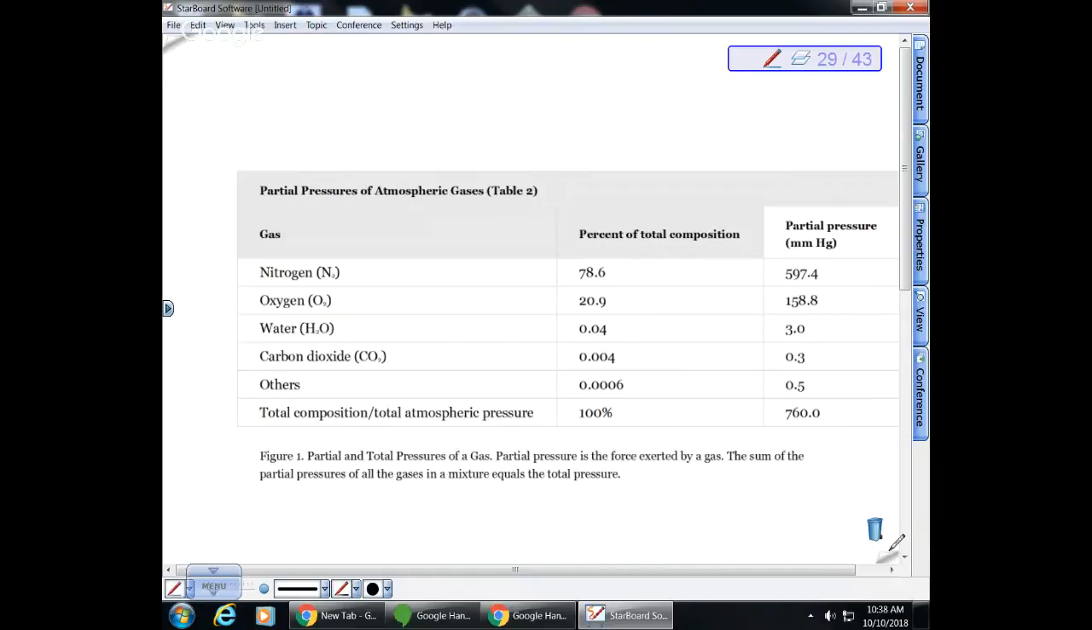So if we look at oxygen, it is about 21% of the atmosphere. Now, if our total atmospheric pressure is 760, we would just take 21% of that, right? So 21% times 760. So that's the total atmospheric pressure. So we could say, well, what is the pressure exerted by oxygen alone? And that 21% of 760 is about 160 millimeters of mercury. Okay, so that's where they get those values.